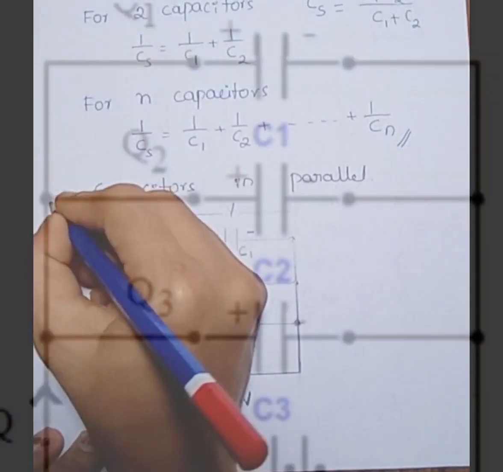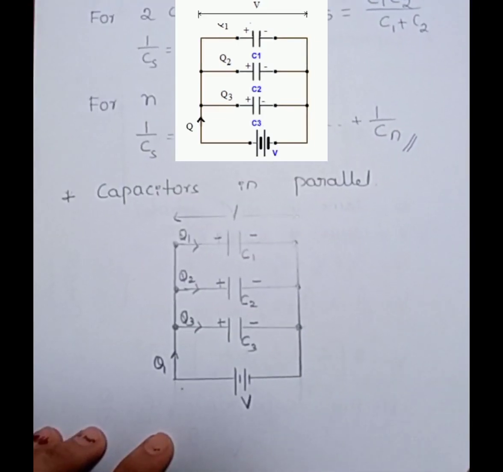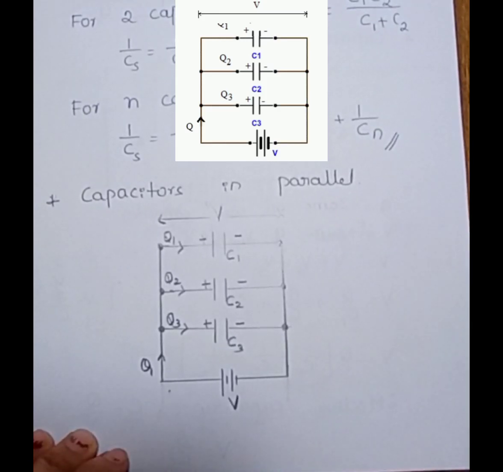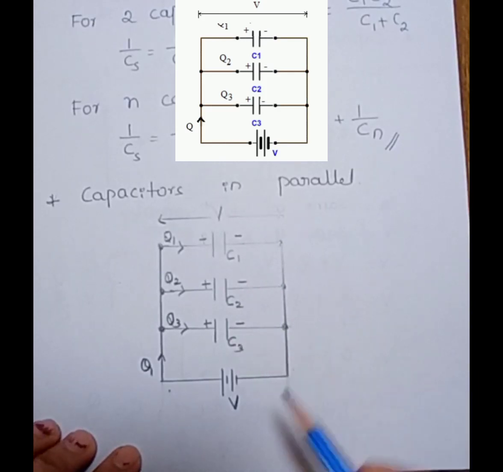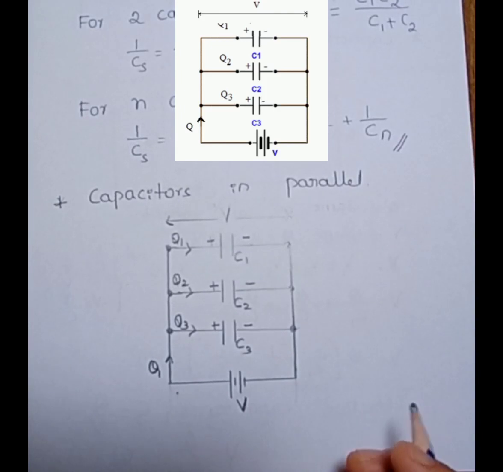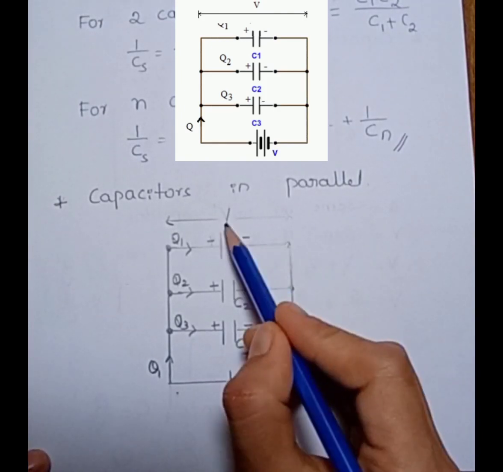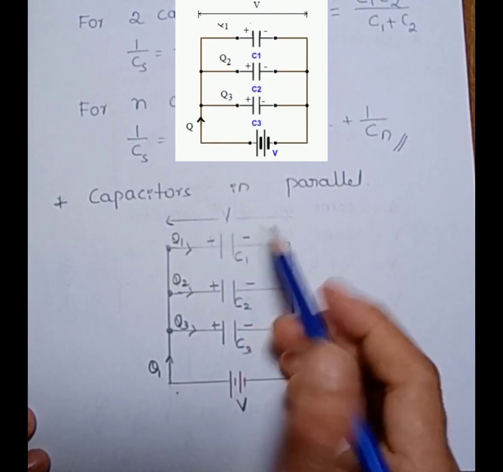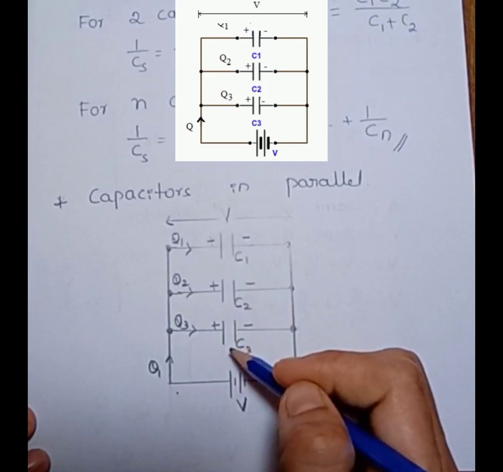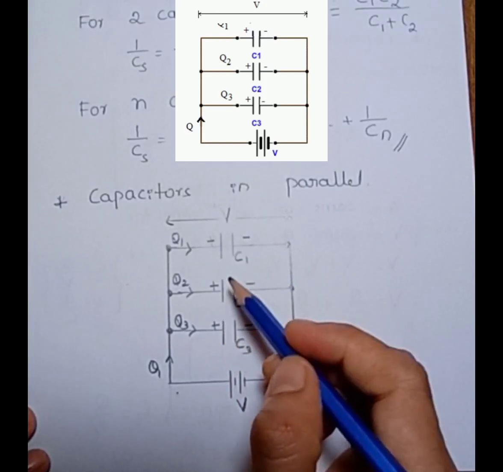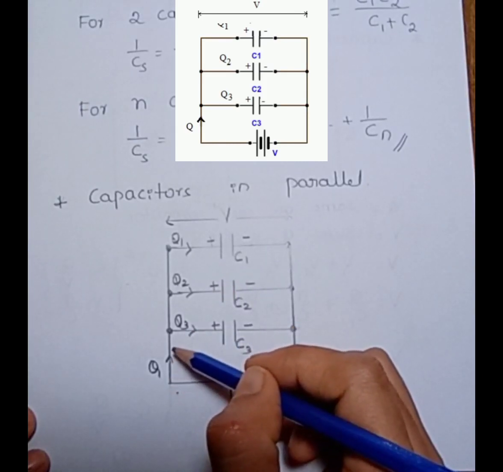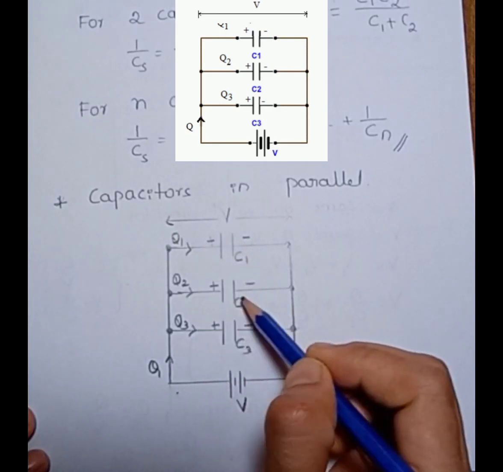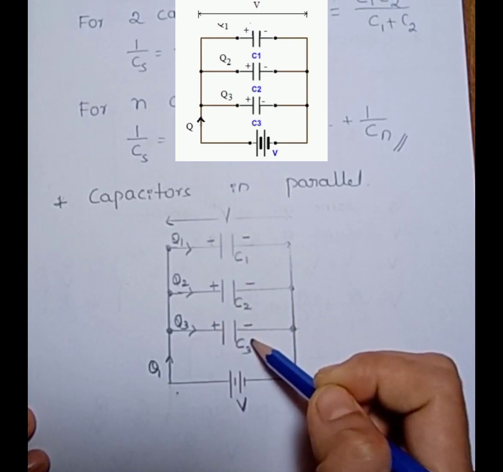Capacitors in parallel. This is also very important for a 3 marks or 5 marks derivation. Let us consider 3 capacitors C1, C2 and C3 which are connected in parallel to the potential difference battery V. In this case, the same potential difference is applied across the capacitors C1, C2 and C3. But the plate charge Q is distributed as Q1 on C1, Q2 on C2, Q3 on C3.